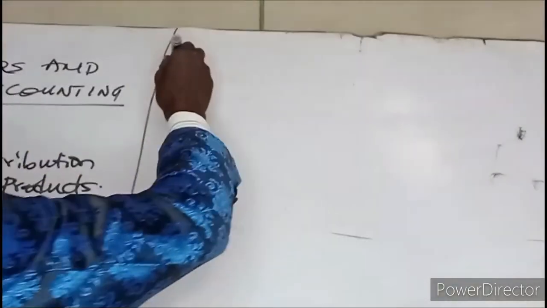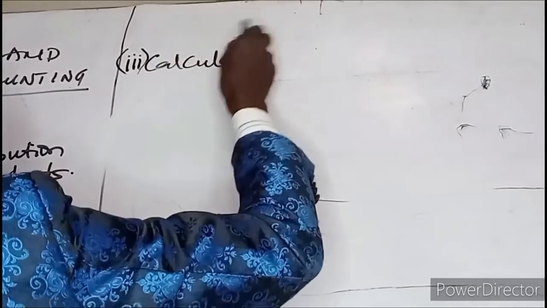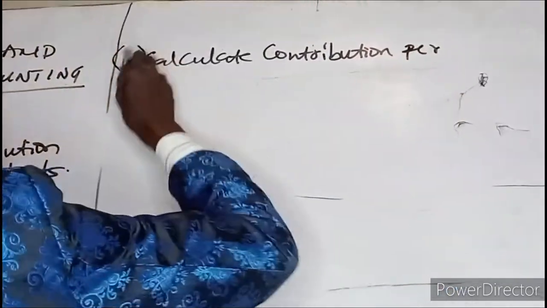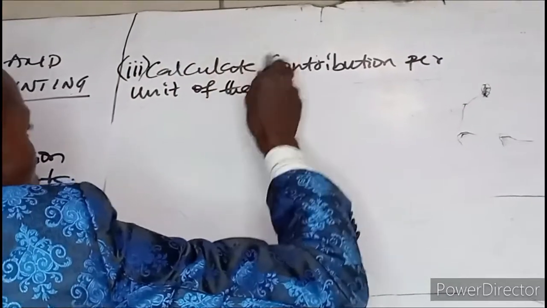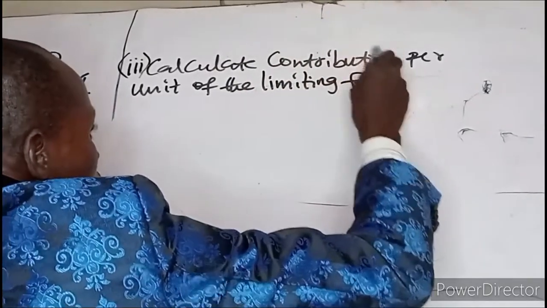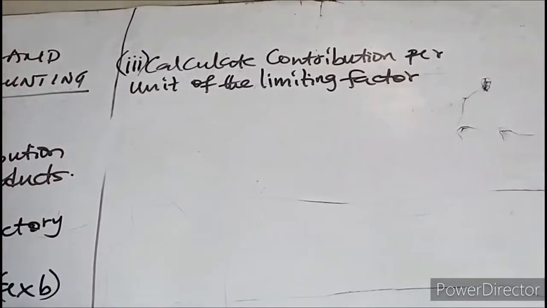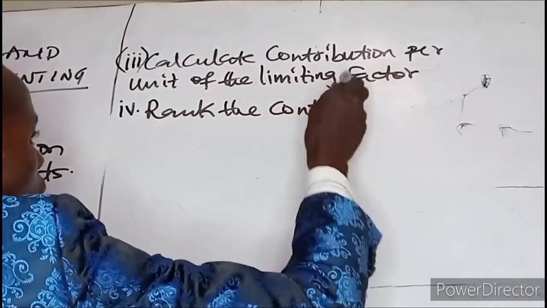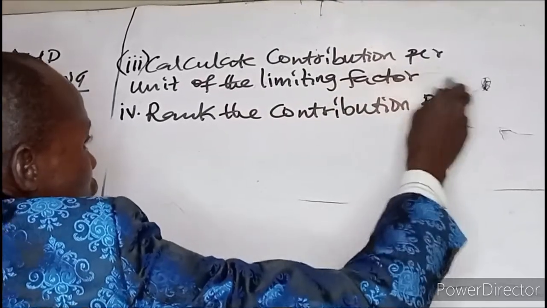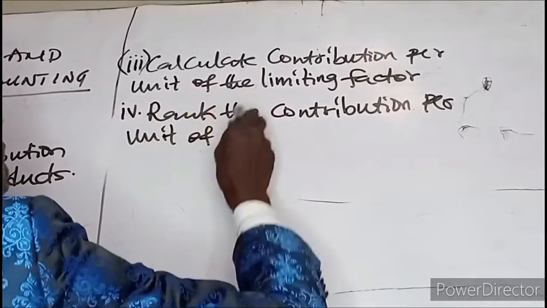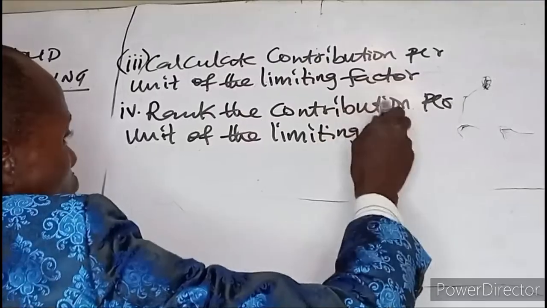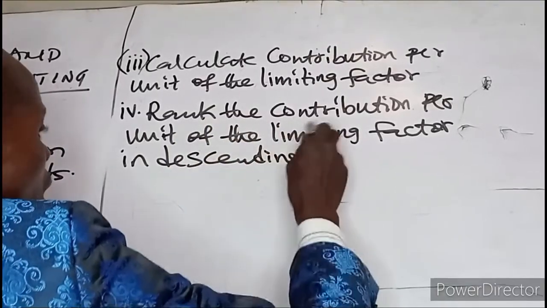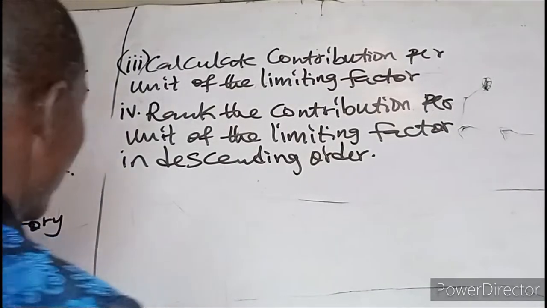Step 3, calculate contribution per unit of the limiting factor. Step 4, rank the contribution per unit of the limiting factor in descending order, that is from the highest to the lowest. So you rank it.